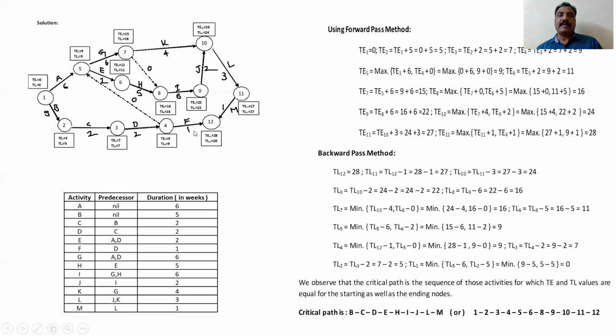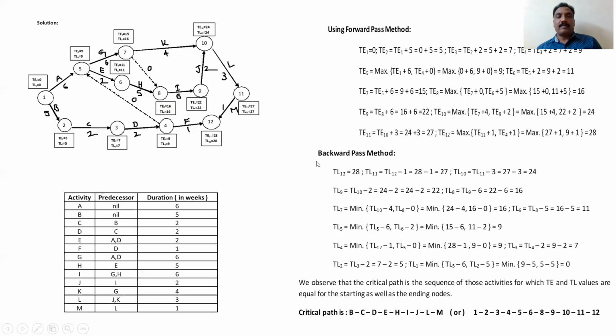So we got the earliest times, the TE times. Now the TL times. So we have the backward pass method. In the backward pass method, I've already told you, whatever value you got for the last node, that is TL12. TE12 is exactly equal to TL12. You make both equal. So assume TL also 28 right here. You take TL12 equal to 28.